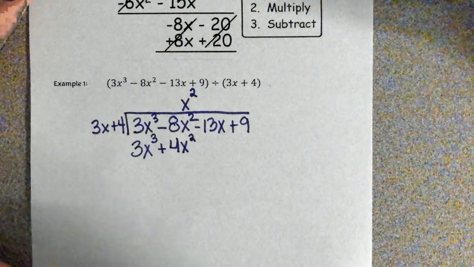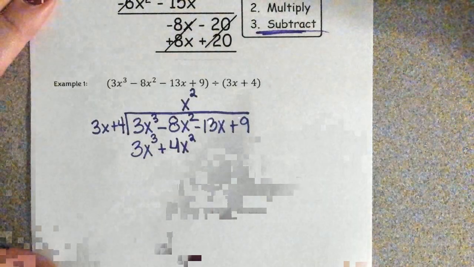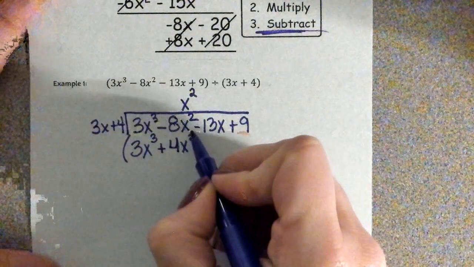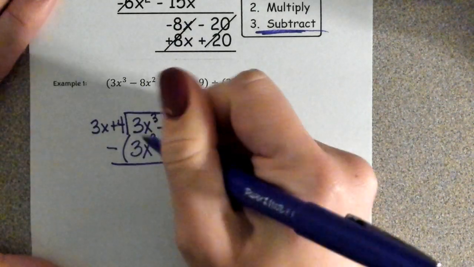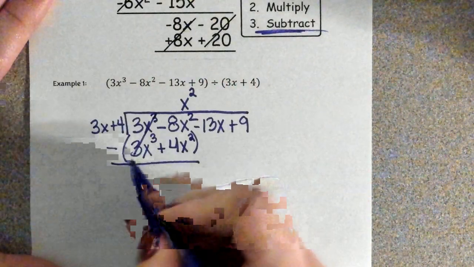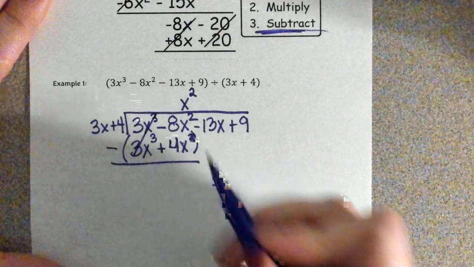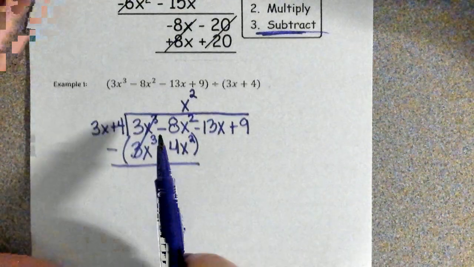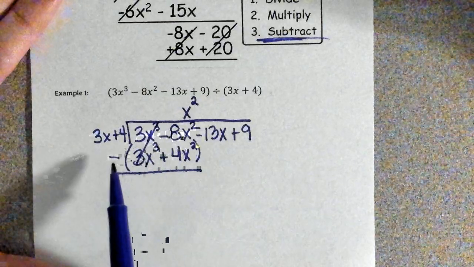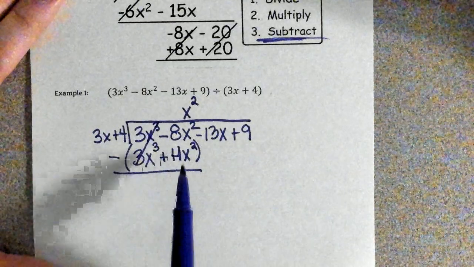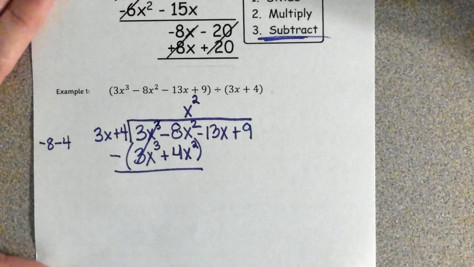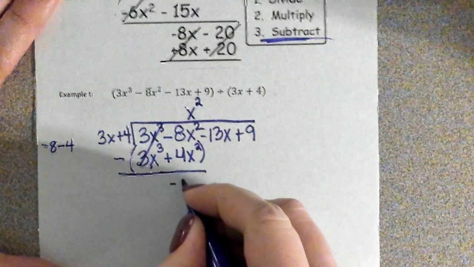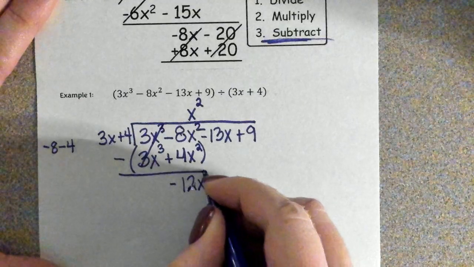Okay? Then we subtract. And this is where you have to be careful, doing the subtraction correctly. These are always going to cancel because that's why we put that term here. Then you have negative 8x squared minus 4x squared. So you have negative 8 minus 4, which is negative 12. So that's negative 12x squared.